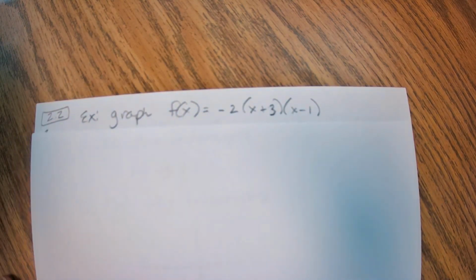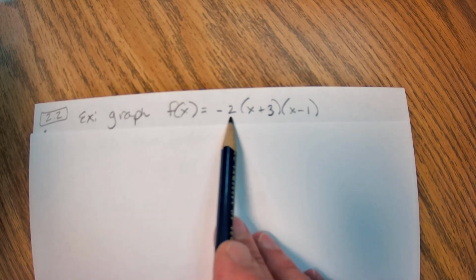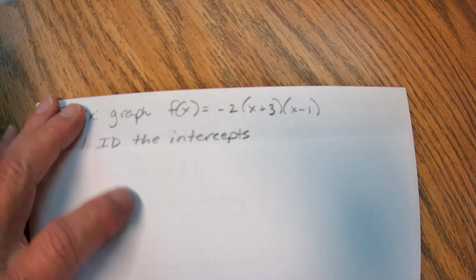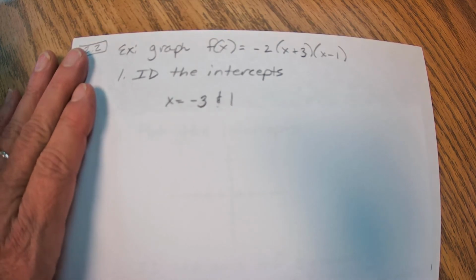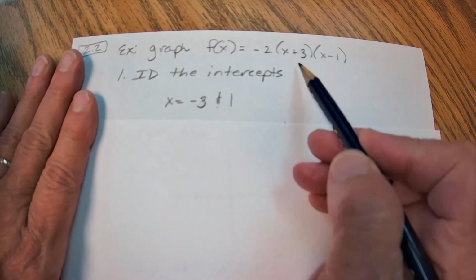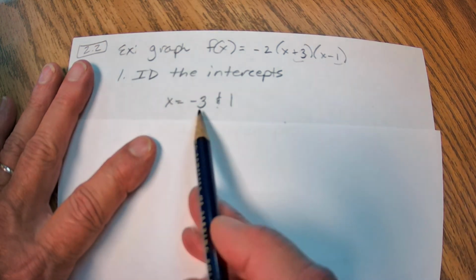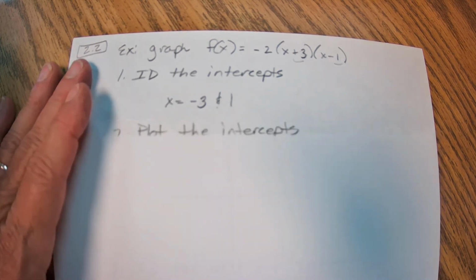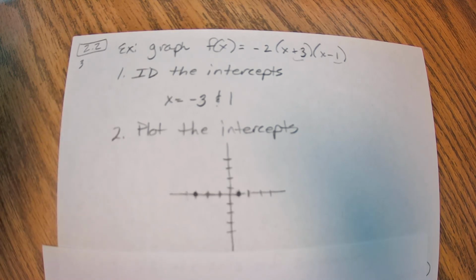Let's just get right into graphing an example. Let's say I have this function, f of x equals the opposite of 2 times x plus 3 times x minus 1. I know that this is in intercept form, so the first thing I'm going to do is identify the intercepts. It's the opposite of those numbers, so the function crosses the x-axis at -3 and +1. The first thing we're going to do is plot those intercepts.